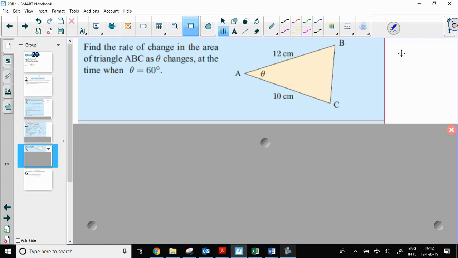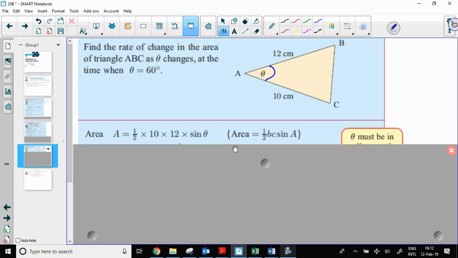So we've got a triangle here, and this angle theta is going to be changing, but the side lengths of 12 and 10 are going to remain fixed. So obviously the area of the triangle is going to change with regards to that angle. So let's find the rate of change in area with respect to theta.